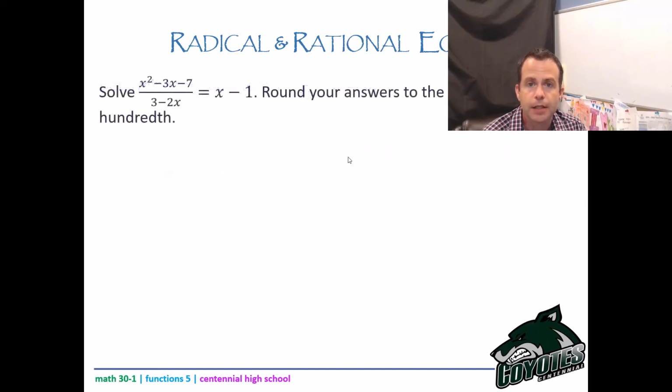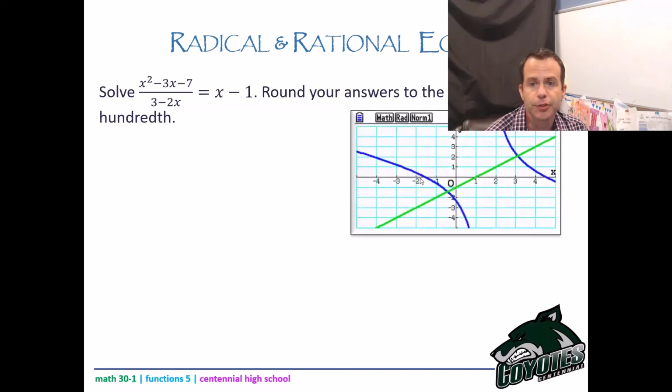All right. Solve x squared minus 3x minus 7 over 3 minus 2x equals x minus 1. And we're going to answer that to the nearest hundredth. So pause me and make sure you can get the right picture. Here's the picture you should have. So again, I have two intersection points here and here.